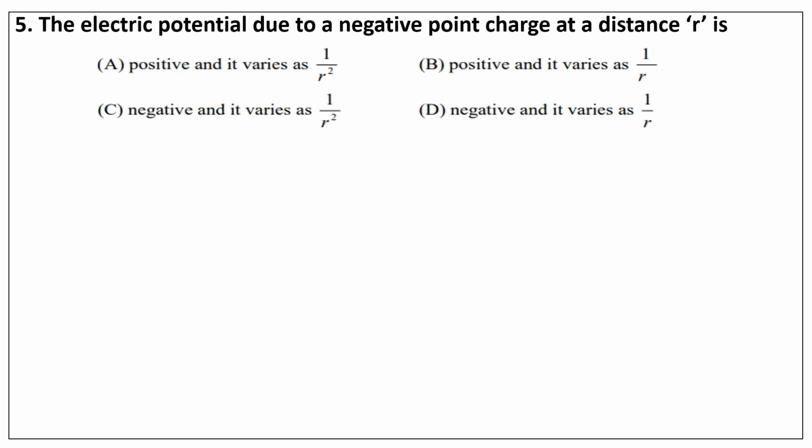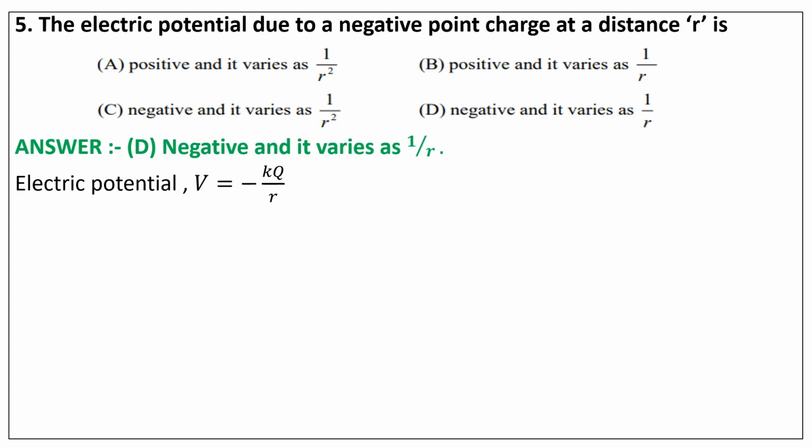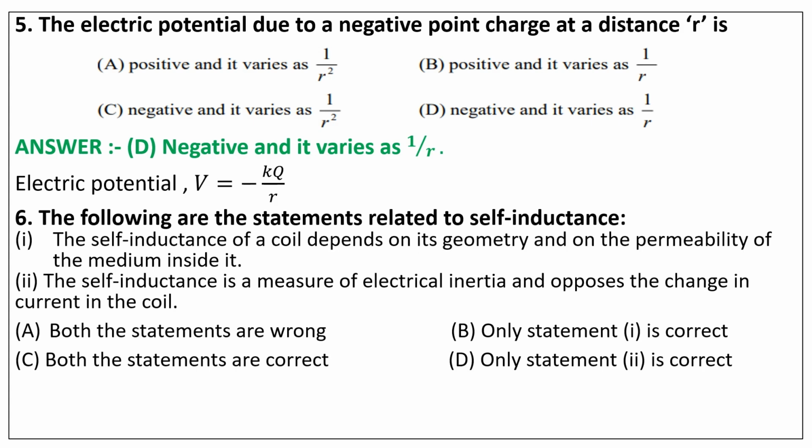5. The electric potential due to a negative point charge at a distance r is A. Positive and it varies as 1 by r square. B. Positive and it varies as 1 by r. C. Negative and it varies as 1 by r square. D. Negative and it varies as 1 by r. Answer. Negative and it varies as 1 by r. Electric potential V is equal to minus kq divided by r.